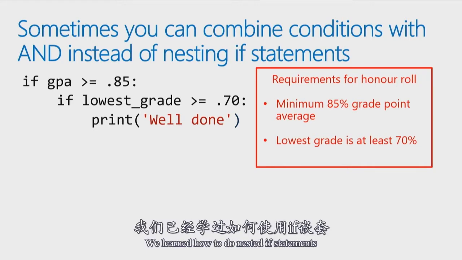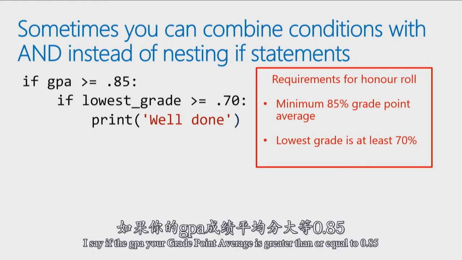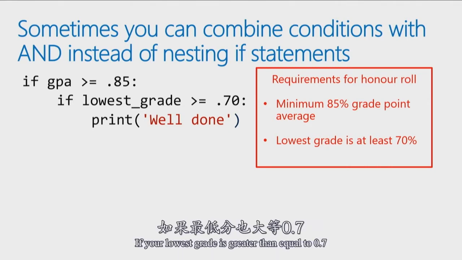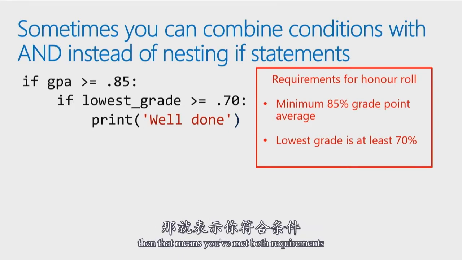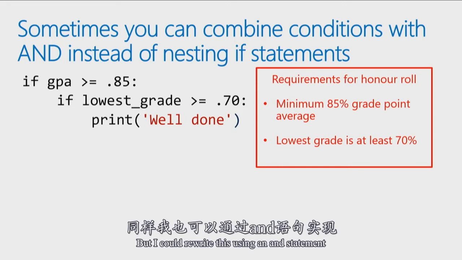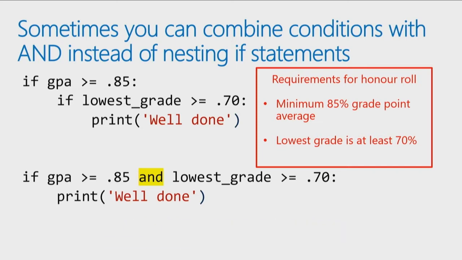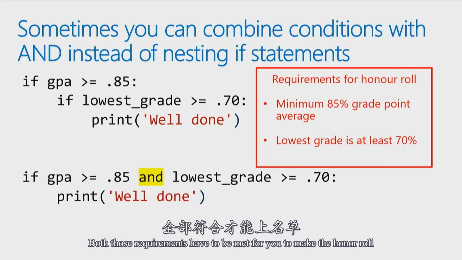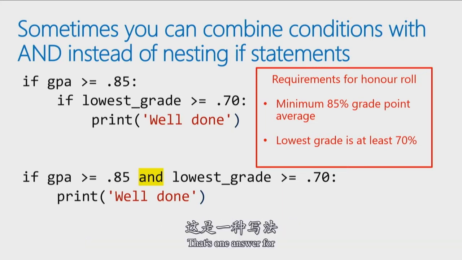We learned how to do nesting if statements. I say if the GPA, your grade point average, is greater than or equal to 85%, 0.85, then let's check your lowest grade. If your lowest grade is greater than or equal to 0.7, then that means you've met both requirements. Well done, you've made the honor roll. But I could rewrite this using an and statement, because what I'm really saying is there's two requirements here. Both those requirements have to be met for you to make the honor roll. That's what ands are for.